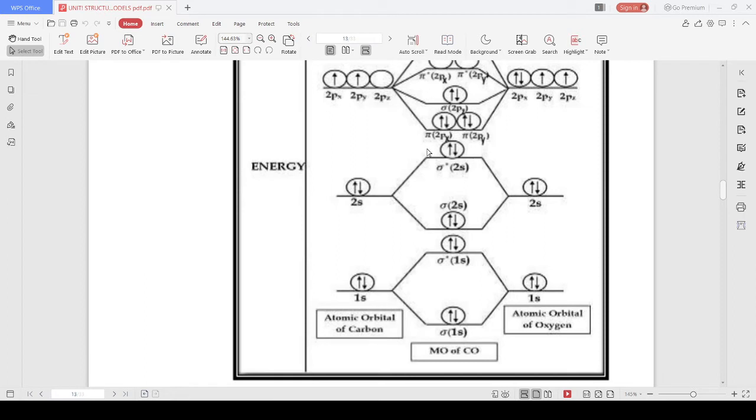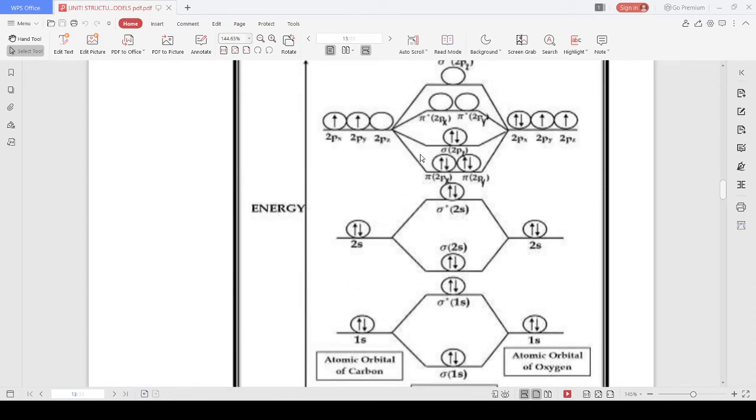Next one is the p orbitals: 2px1, 2py1, 2pz0 in the carbon atomic orbitals. At the same time, the oxygen atomic orbitals are 2px2, 2py1, 2pz1. So the oxygen side has 4 electrons and the carbon side has only 2 electrons. So 2 electrons and 4 electrons combine to fill the molecular orbitals of pi.